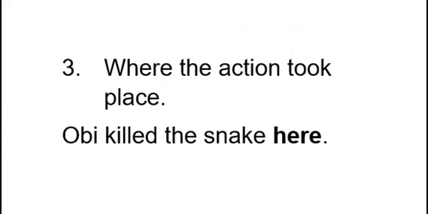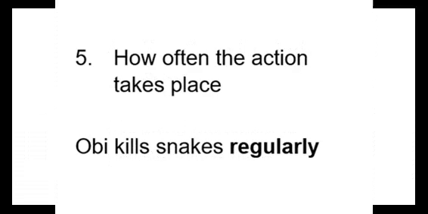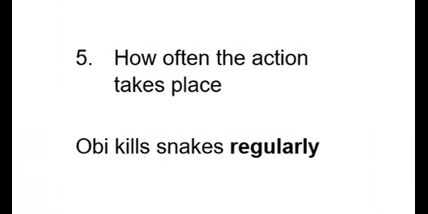Three, it tells us where the action took place. Obi killed the snake here. Four, it tells us why the action took place. Obi killed the snake to protect the chicks. And five, it tells us how often the action takes place. Obi kills snakes regularly.